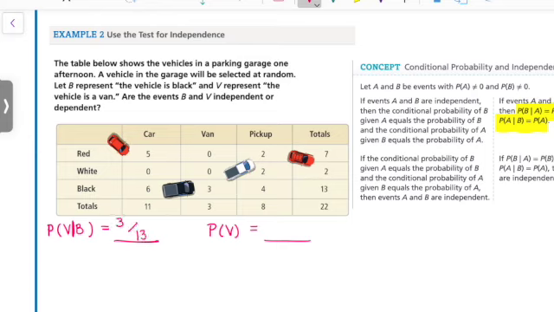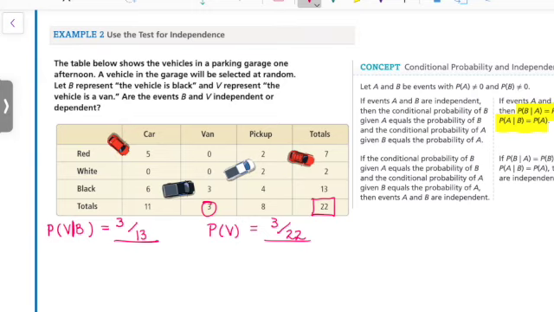3 of those vehicles are vans. What if I just want to know the probability of a van? So there are 3 vans out of a total of 22 cars.